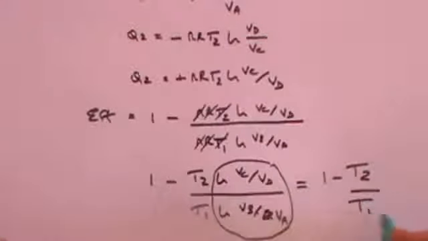So let me write that out. That's 1 minus T2 log Vc over Vd divided by T1 log VB over VA. Whoops, over VA. And I am going to show in a moment that this term here equals 1, which means that the efficiency is 1 minus T2 over T1. So now let's show that this term equals 1.